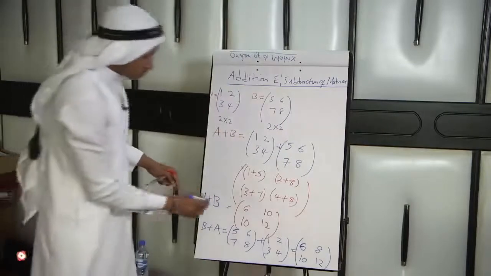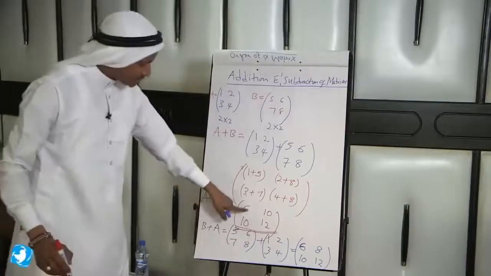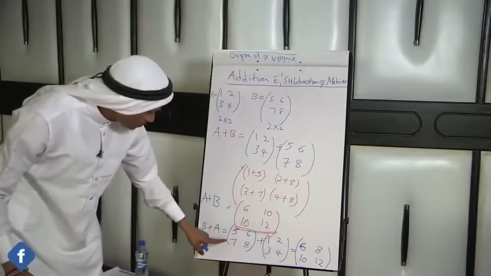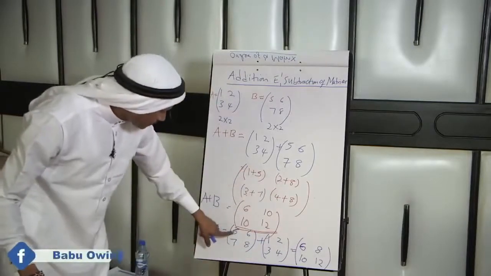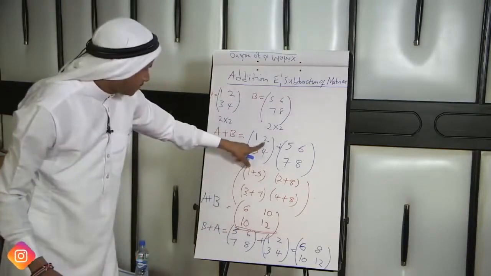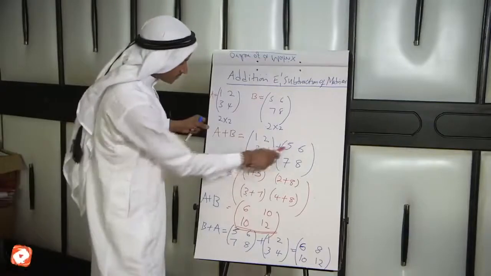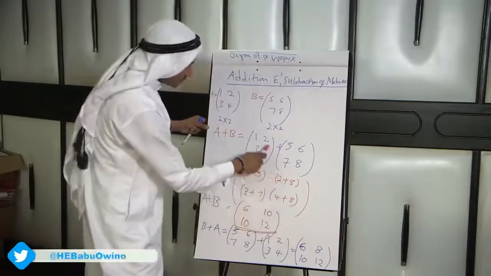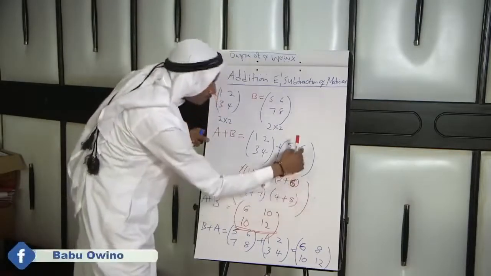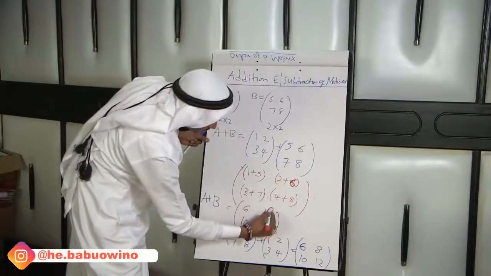So class, I want you to note something here. A plus B is 6, 10, 8, 12. B plus A is 6, 10, 8, 12. When you come here, the first element is 1 plus 5, which is 6. Then 2 plus 6, not 2 plus 8, sorry, 2 plus 6. So this is 8. Sorry, class.